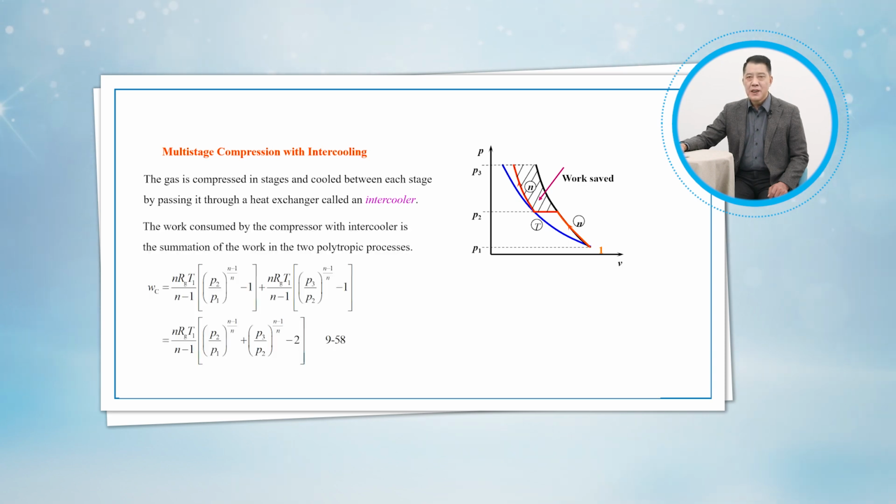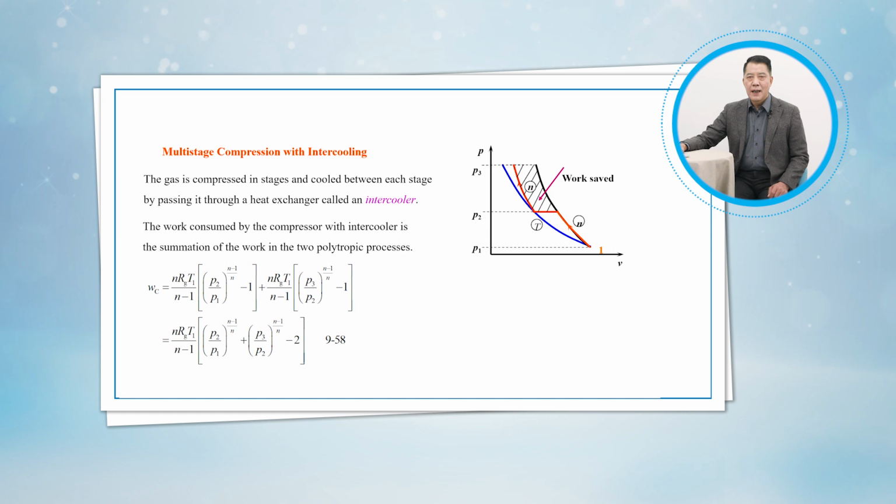The effect of intercooling on compressor work is graphically illustrated on the P-V diagram in figure 9.15 for a two-stage compressor. The gas is compressed in the first stage from P1 to an intermediate pressure P2, cooled at constant pressure to the initial temperature T1, and compressed in the second stage to the final pressure P3. The compression process in general can be modeled as polytropic, where the value of n varies between kappa and 1.